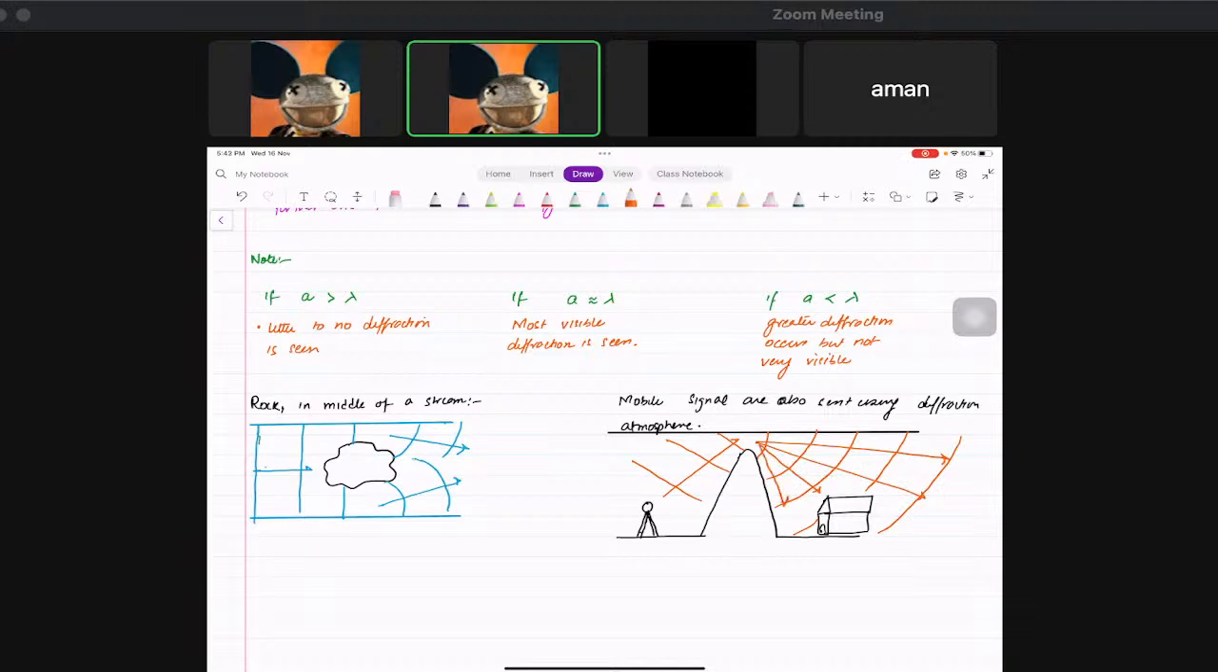Alright, do you understand this? Sir, the gap is between the hill and the atmosphere? Yes, yes, the end of the atmosphere.